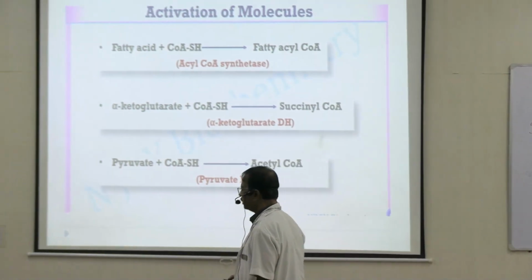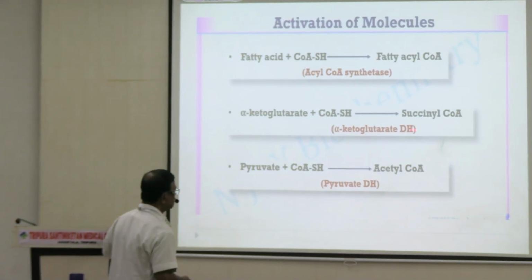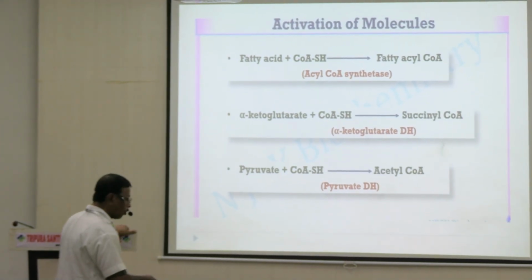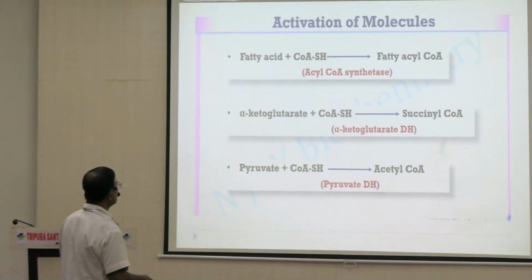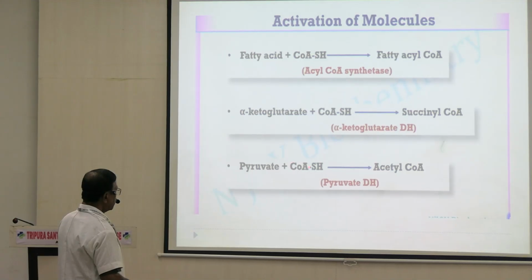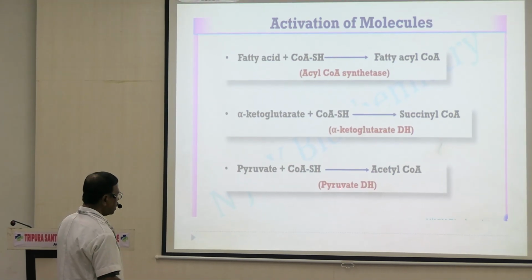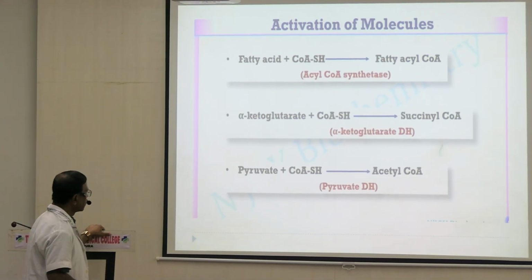Alpha-ketoglutarate plus coenzyme A is converted into succinyl CoA by alpha-ketoglutarate dehydrogenase. Pyruvate plus coenzyme A, with the help of pyruvate dehydrogenase, is converted into acetyl CoA. Okay?